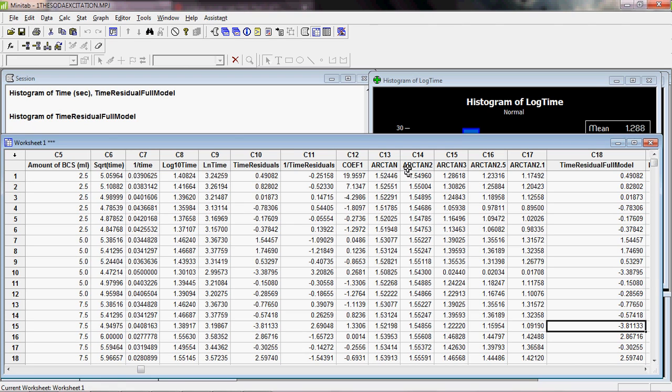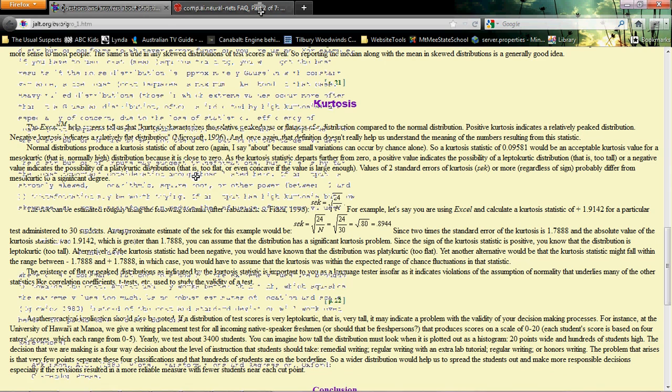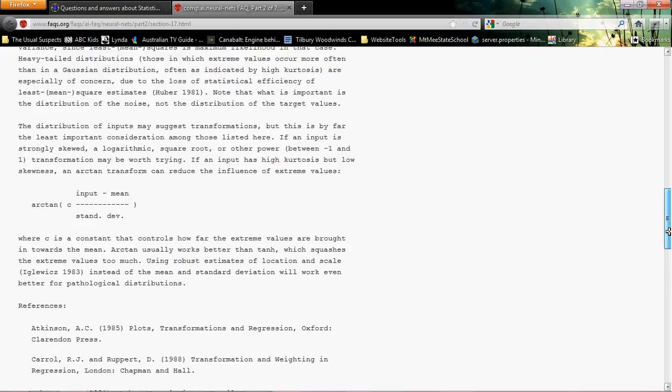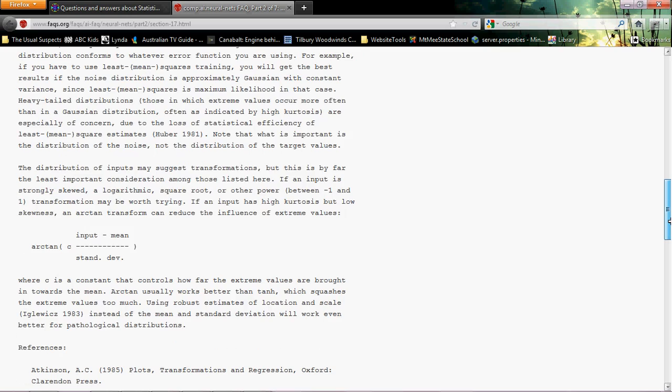something that can happen. If you're not sure what is the best transformation and you get onto Google, you may turn up some more complicated transformations. So in this case, I came up with this little beauty here using an arctan. So the input, which is the time in this case, minus the mean over the standard deviation by a constant value. And it says here where C is the constant that controls how far the extreme values are brought in towards the mean. It doesn't actually tell you how to work out the best value of C. So you'd have to, if you were doing a serious analysis, you'd probably want to chase up some of these references and see if you could find some more information about this.